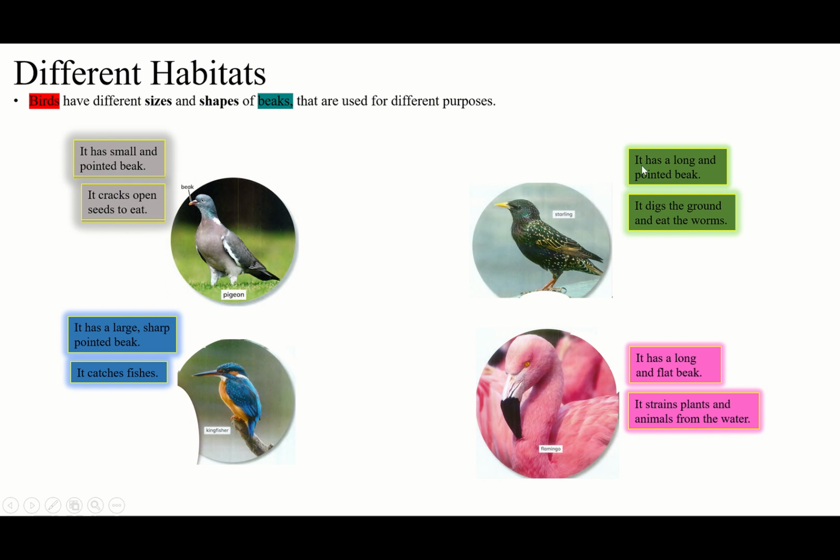And also starlings, starling has a long beak, the size is long, the shape of beak is pointed. What's the purpose? Digging the ground to eat the worms. And kingfishers, the size is large, the shape is sharp pointed. What's the purpose? To catch the fish. And flamingo, the completely different one, the size is long, the shape is flat, and what's the purpose? For straining the plants and animals in the water.